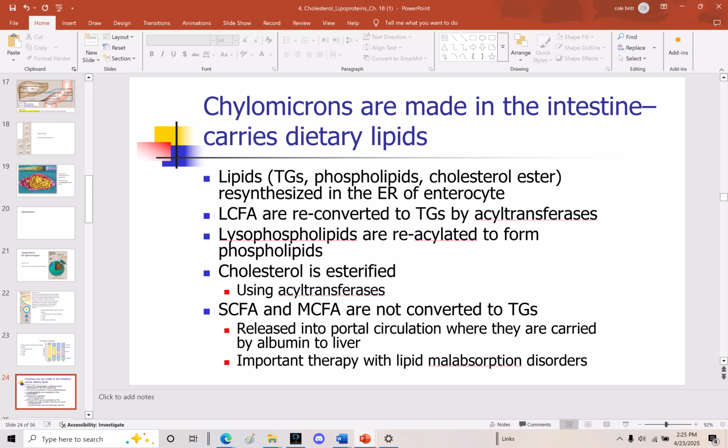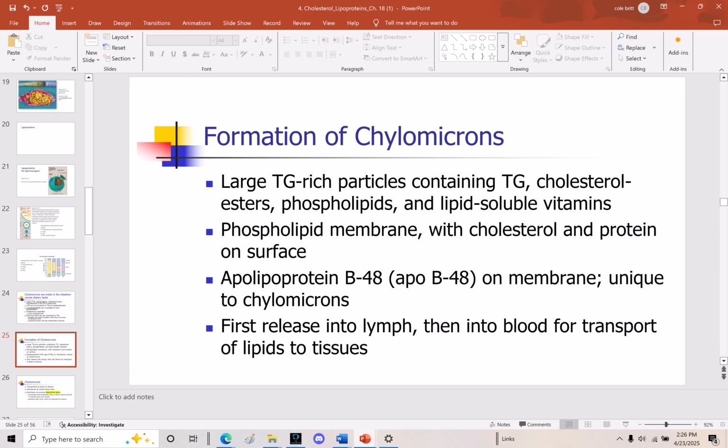So something I didn't mention yet is this apolipoprotein B48. So keep in mind, chylomicrons have a lot of triglycerides. They do have some cholesterol, phospholipids, and by the way, they also carry the lipid-soluble vitamins. What are the lipid-soluble vitamins? A, D, E, K. So it's also carrying your lipid-soluble vitamins. They do have that phospholipid membrane. Cholesterol is there to help strengthen the membrane.